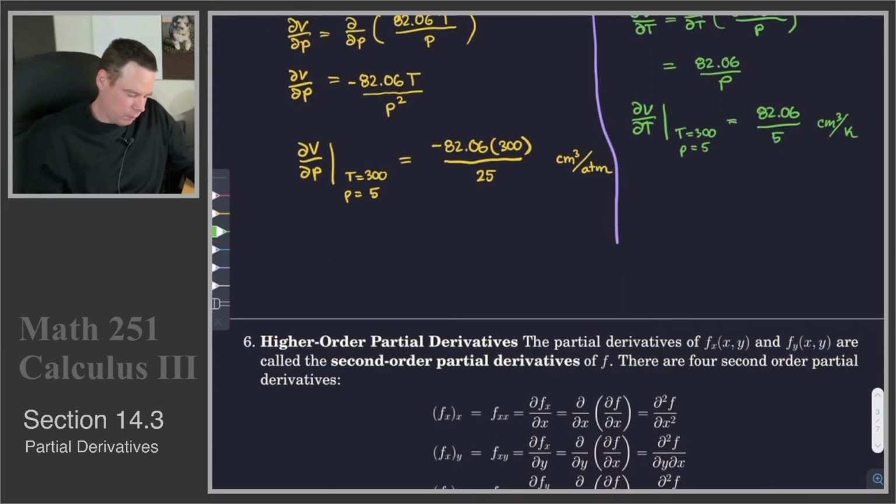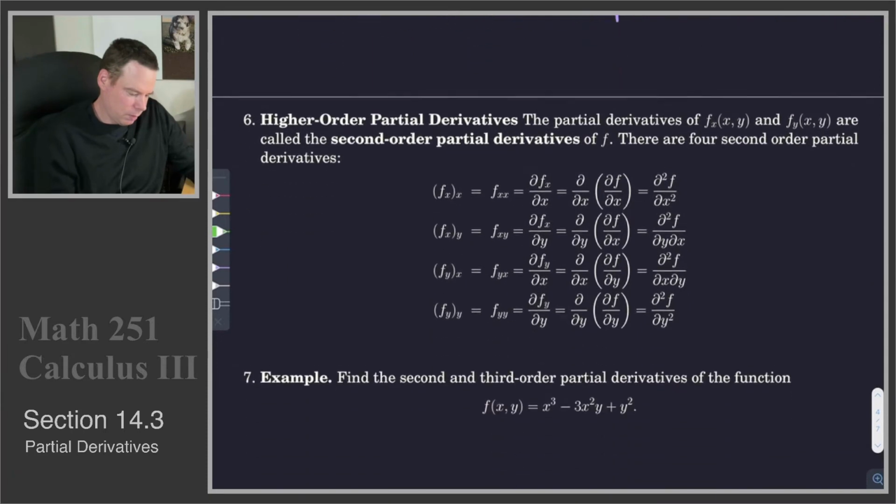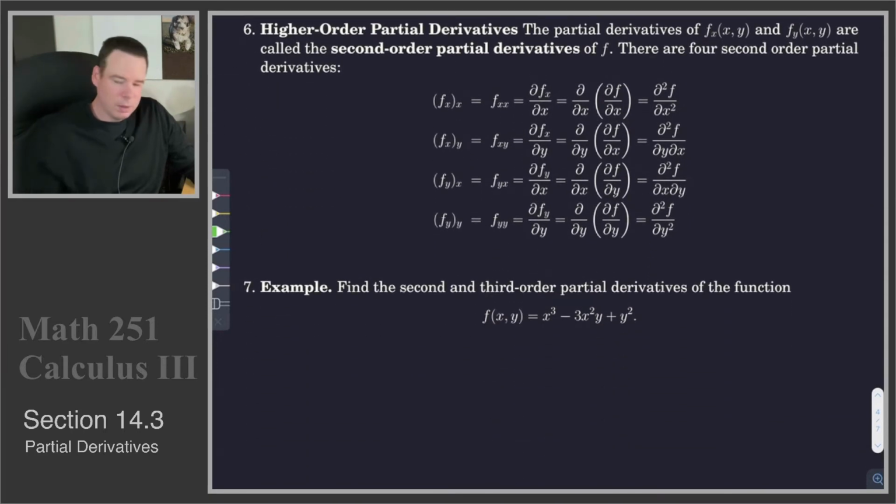Let's have a look at the next concept. So if we can take one derivative, we can take more. And this is now introducing higher order partial derivatives. The partial derivatives, f sub x and f sub y, these are called the first order partial derivatives. So those are the ones we've just introduced.